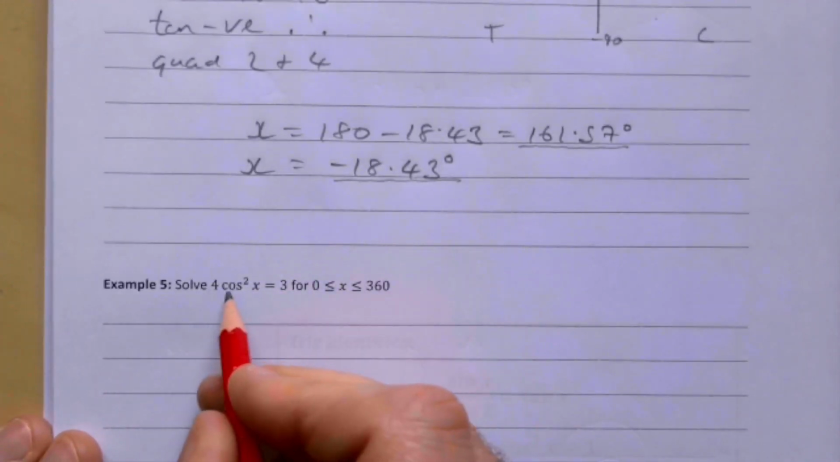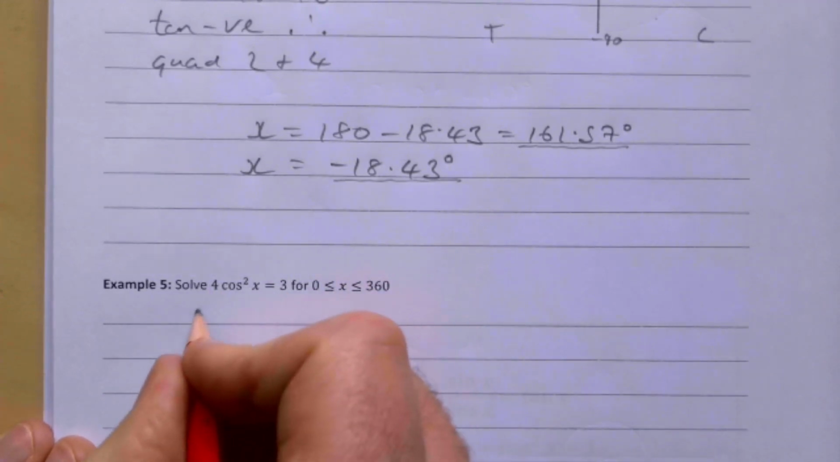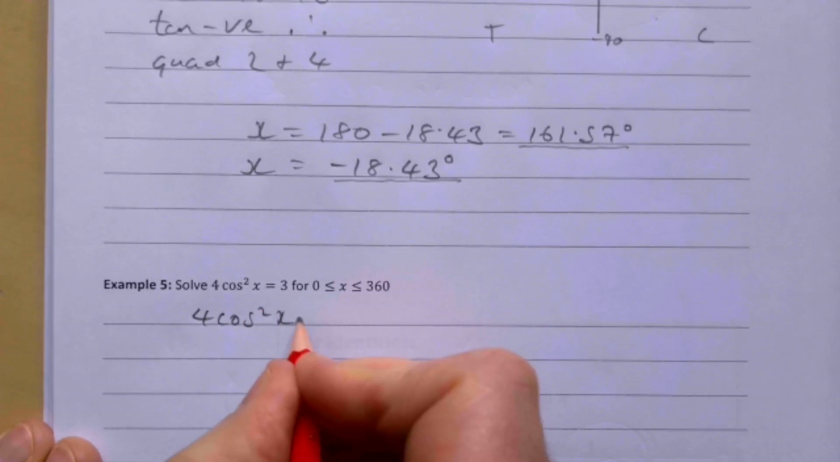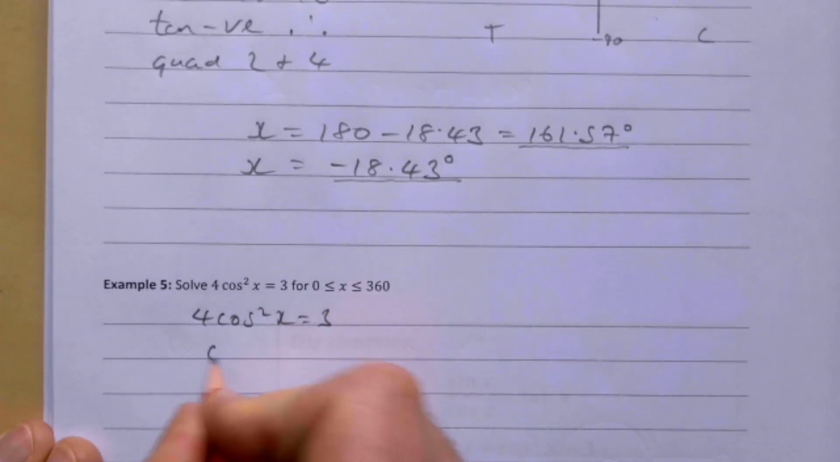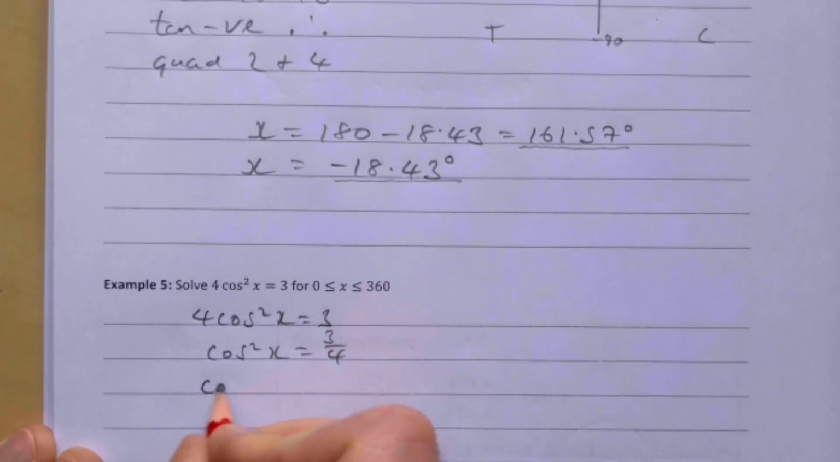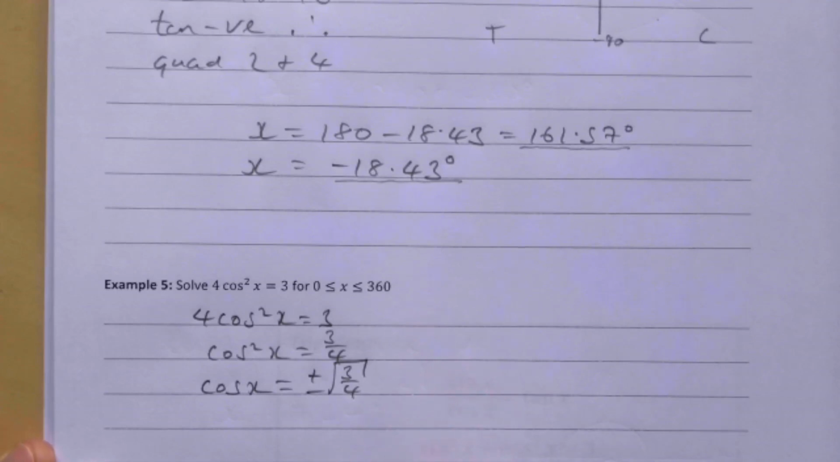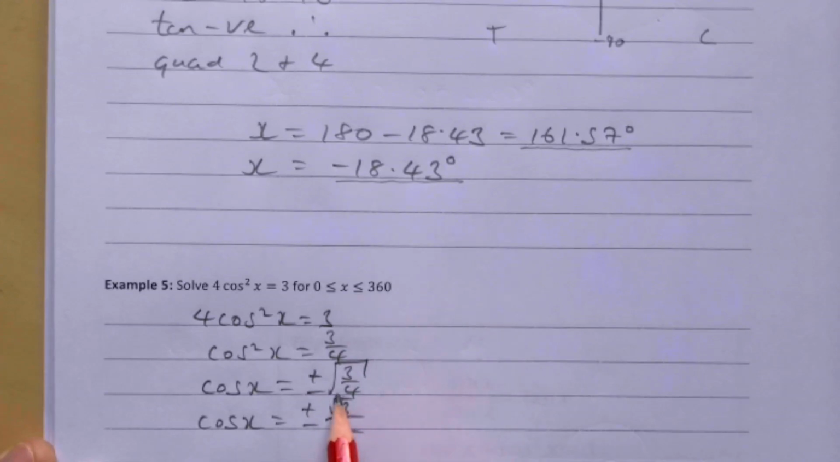Example 5, solve 4 cos squared x equals 3 between 0 and 360. So it's 4 cos squared x equals 3. That means cos squared x is 3 over 4. And taking the square root of both sides, being careful here, remember it's plus and minus root 3 over 4. So that tidies up very slightly. It's going to go cos x is plus or minus root 3 over 2. Do you see that? I've taken the square root of the 4, so it's root 3 over 2.